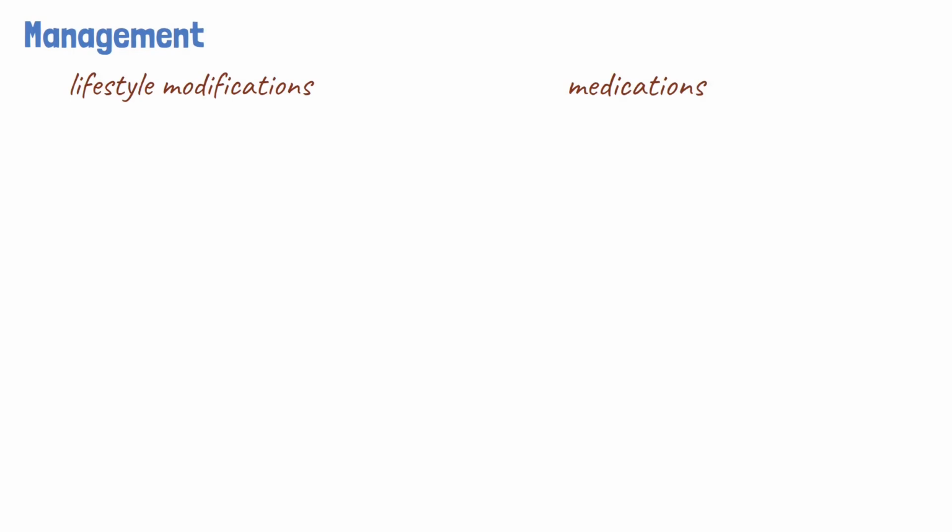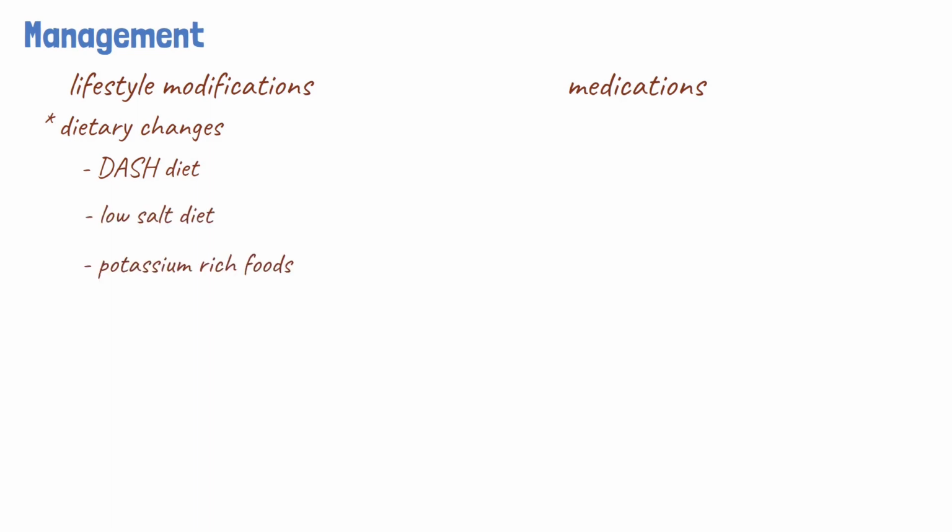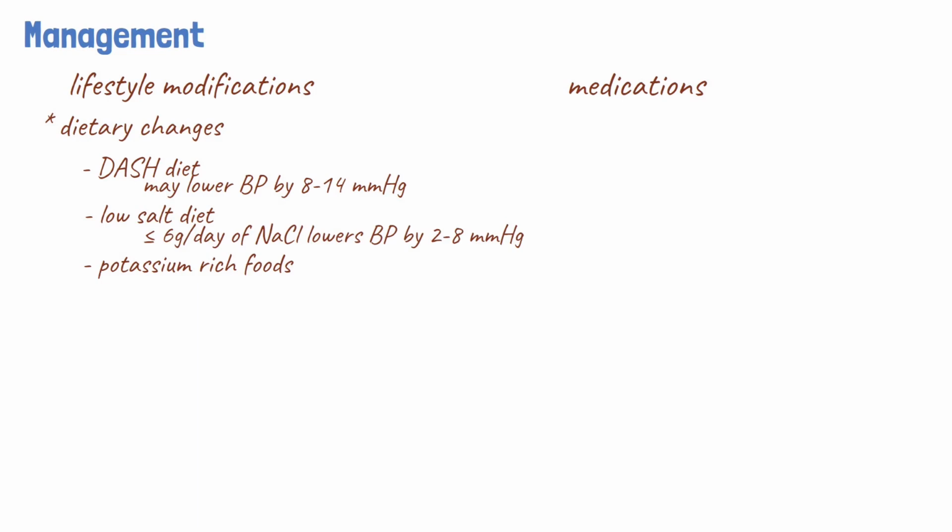Lifestyle modifications include dietary changes, adopting the DASH diet, limiting salt intake, and potassium-rich foods. The DASH, or Dietary Approaches to Stop Hypertension, eating plan encompasses a diet rich in fruits, vegetables, and low-fat dairy products, and may lower blood pressure by 8 to 14 mm Hg. The American Heart Association recommends that the average daily consumption of sodium chloride should not exceed 6 grams, and this may lower blood pressure by 2 to 8 mm Hg.